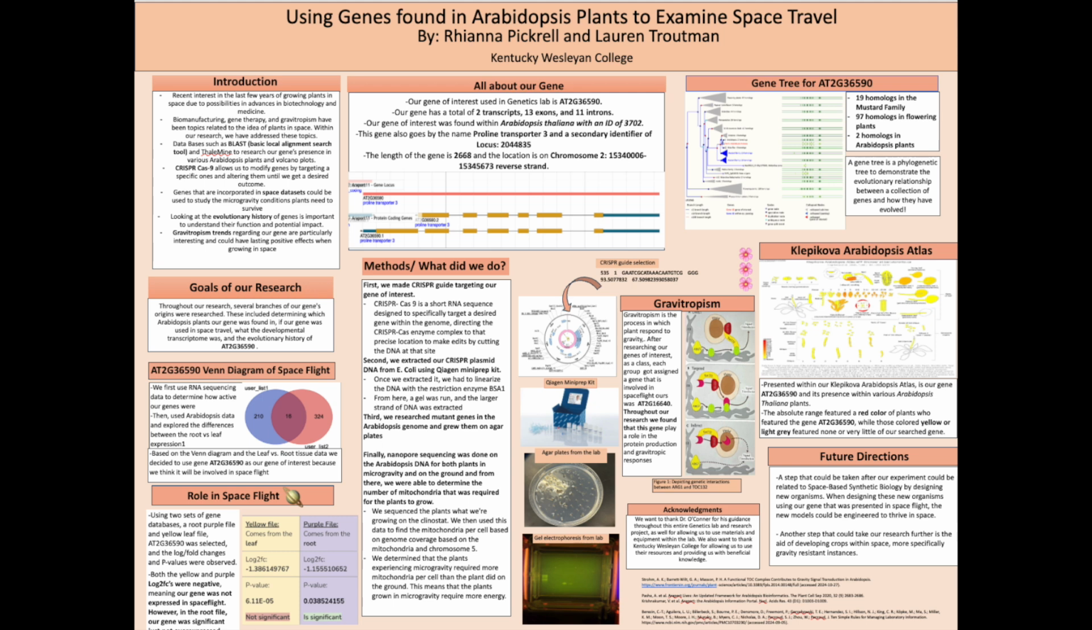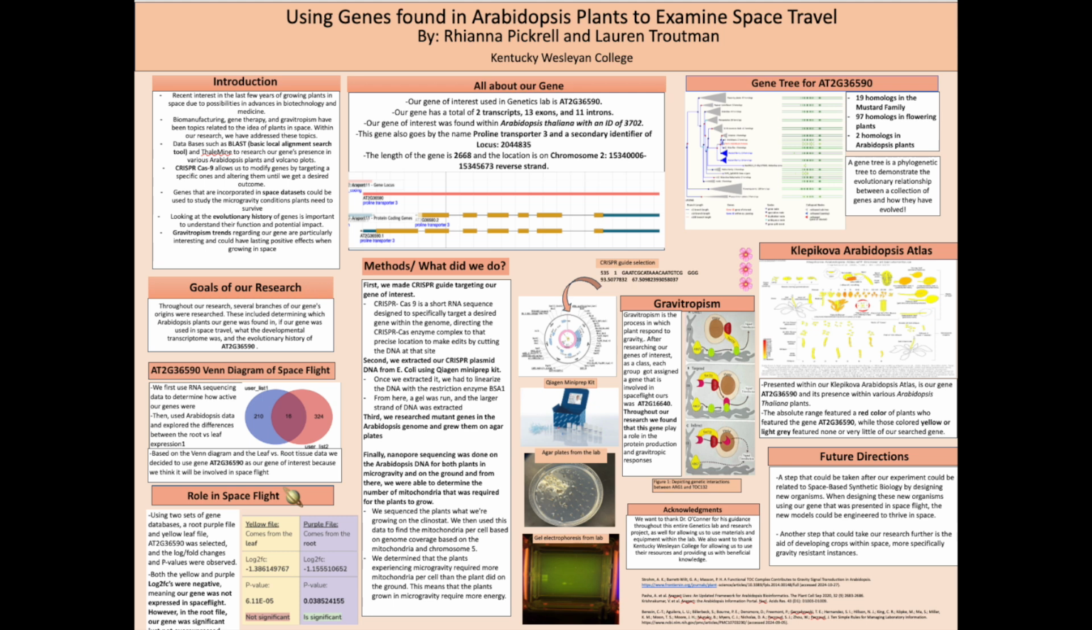Moving on to our gene tree in the corner there. A gene tree is used to demonstrate the evolutionary relationship between a collection of genes and how they have evolved. For our gene, it was found in the mustard family with 9 homologs, flowering plants with 97 homologs, and Arabidopsis plants with 2 homologs.